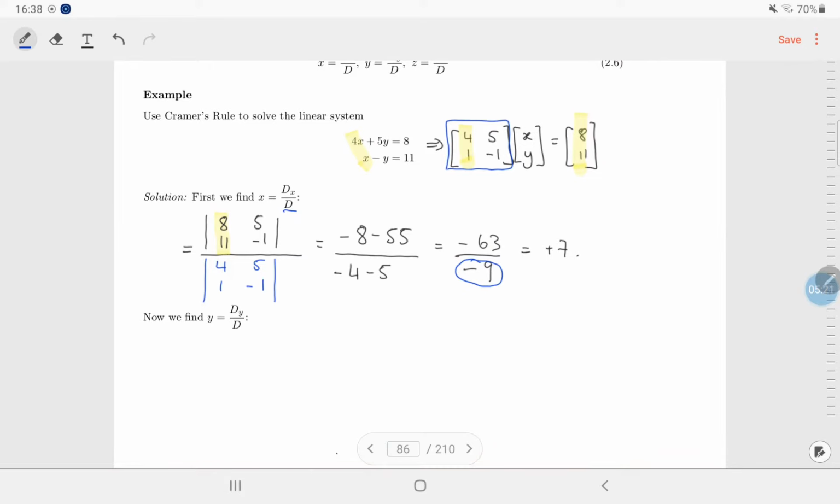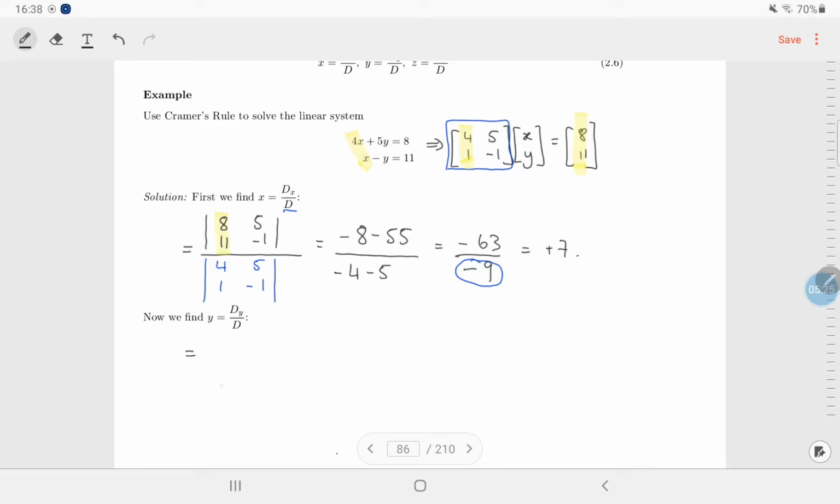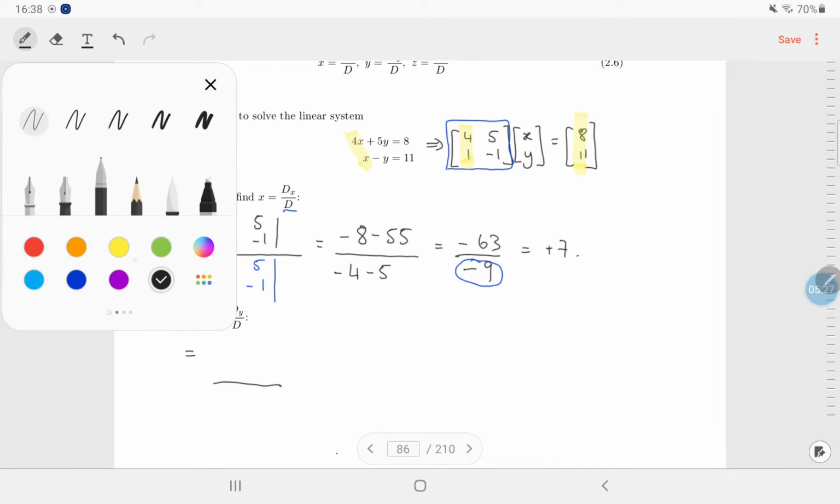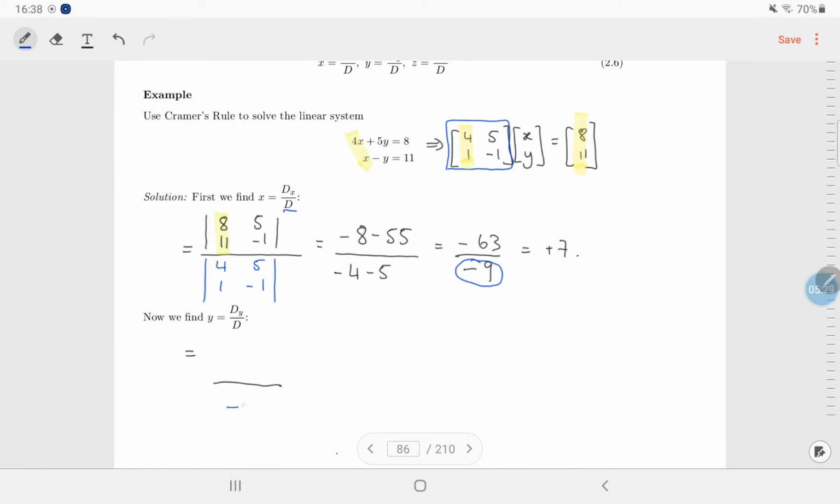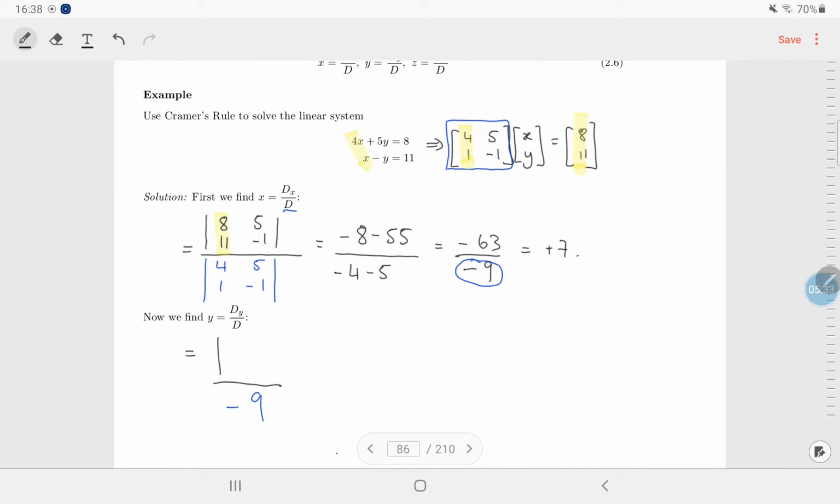Now we'll do y equals Dy over D. D is the same, it's the minus 9, so we don't have to change anything there. And what about this Dy? It's the same as above, the blue thing just above it, 4 and 1, but you replace the y coefficients, the 5 and the minus 1, with the 8 and the 11.